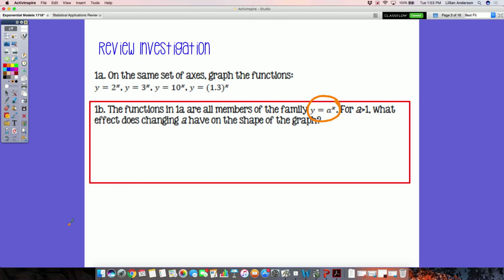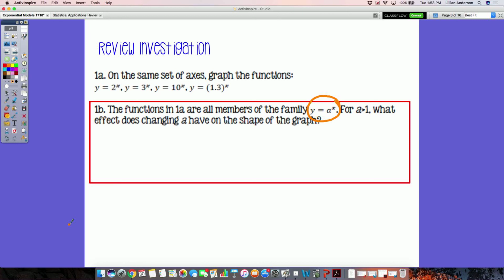Anyone else? Give me one more person. Tell me what they said. Yes. The bigger the a, the tighter and quicker the y coordinate increases. Tighter and quicker, the y coordinates increase.